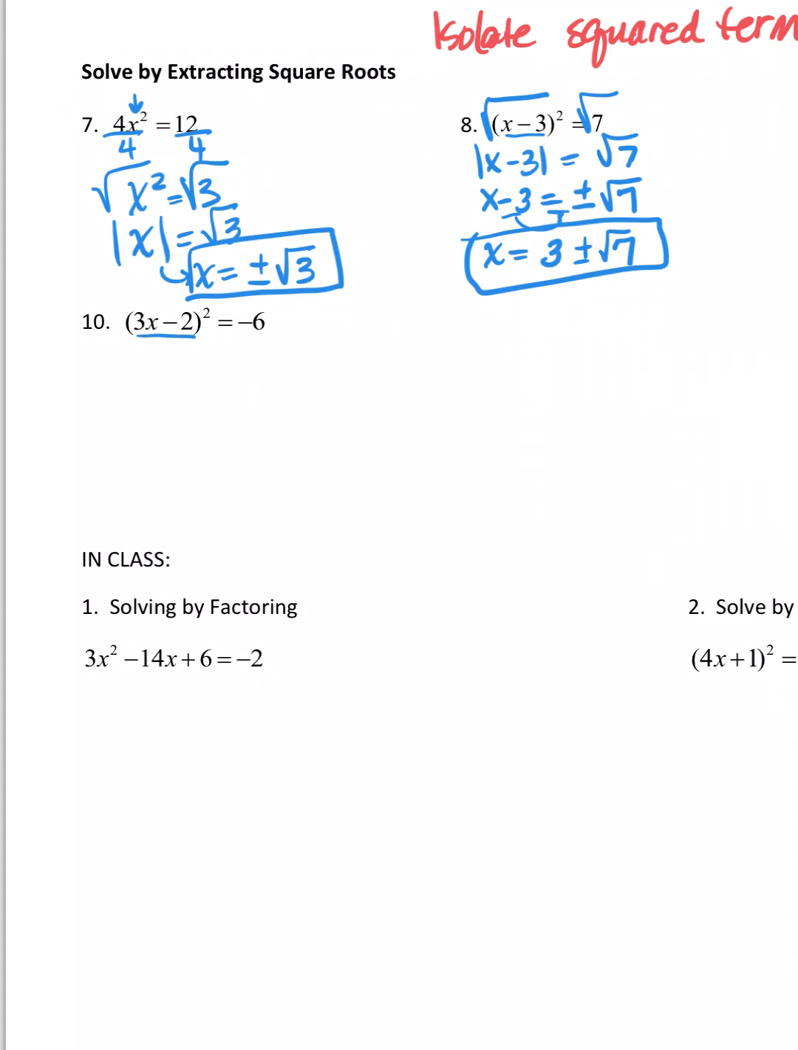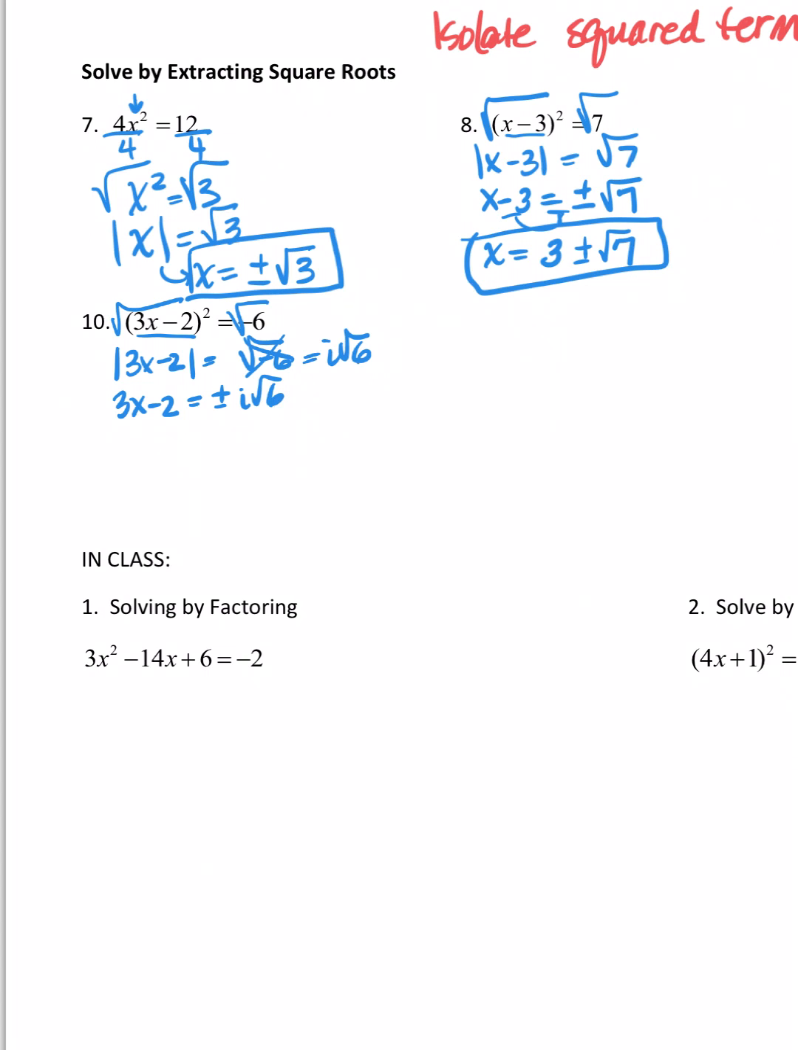This one, the squared term is isolated, so I can go right into my square rooting. I have the absolute value of 3x minus 2 equals the square root of negative 6. Now, that's kind of a yucky number, right? Square root of negative 6 is what? i square root of 6. Nothing great about that, but that's how we're going to rewrite it. Now, to drop the absolute value bars, we need 3x minus 2 equals plus or minus i square root of 6.